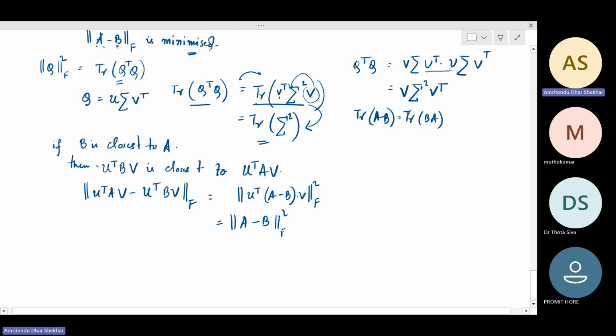So if B is closest to A, then if you do U transpose BV, this is going to be closest to U transpose AV. In fact, the Frobenius norm remains unaltered if you pre-multiply and post-multiply by these orthonormal matrices. Okay.